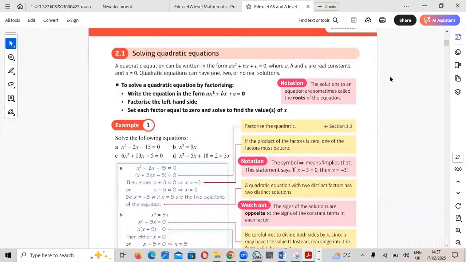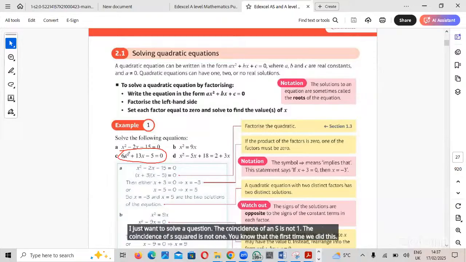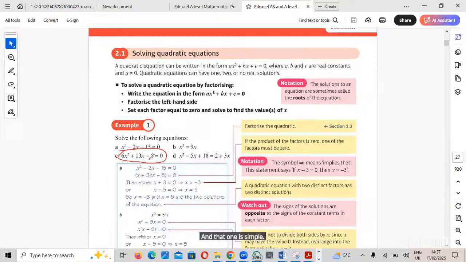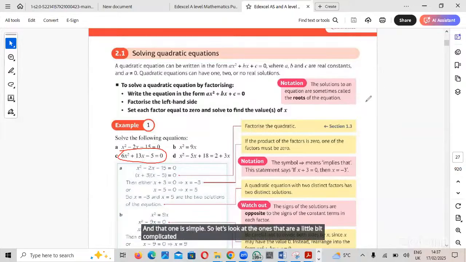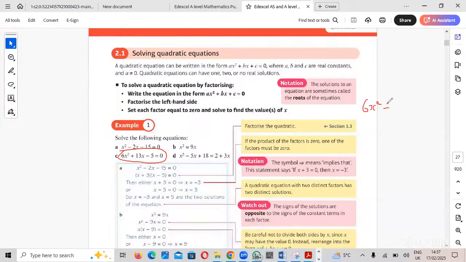So let me quickly do something here. I just want to solve a question where the coefficient of x squared is not 1. You know that the first one we did is 1, and that one is simple. So let's look at the one that is a little bit complicated. Let's say 6x squared plus 13x minus 5 is equal to 0.